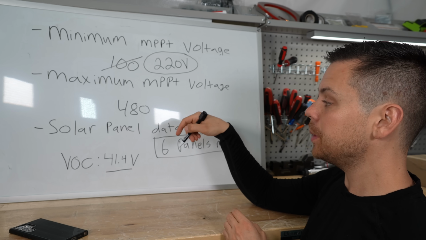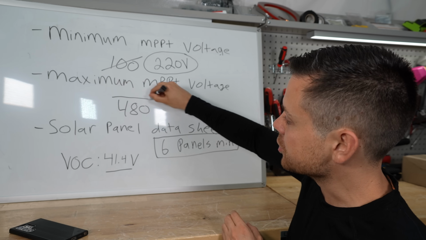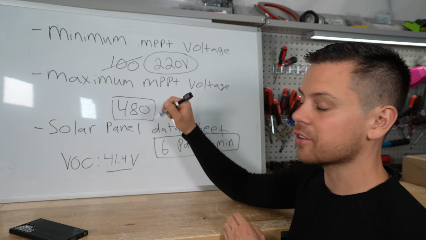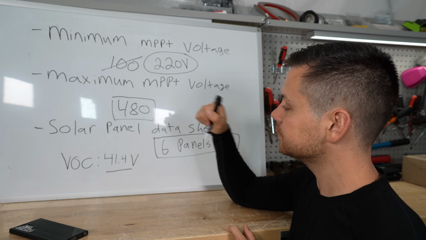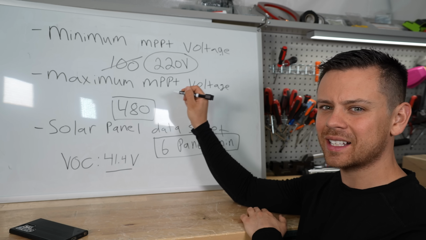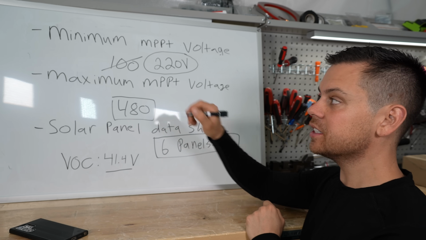The maximum MPPT voltage is 480 volts. And you never want to exceed this, or else your equipment will be damaged permanently. This is a hard limit. You can never exceed this voltage. And this one is easier than the minimum.